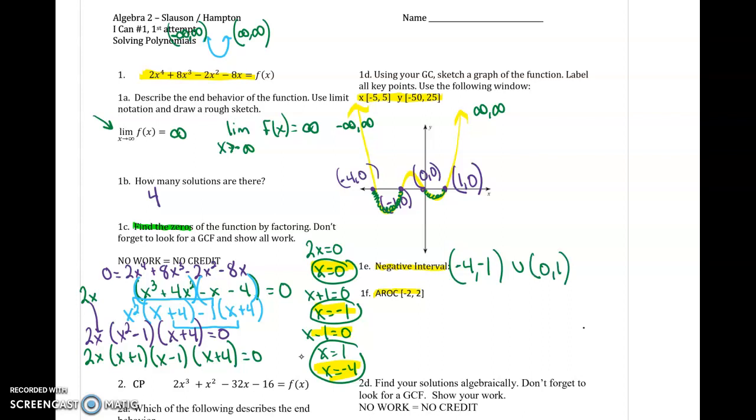The next part, average rate of change, AROC, you do need to remember that these are not x and y, that these are both x's. So if x is -2, what's y? And if x is 2, what is y?